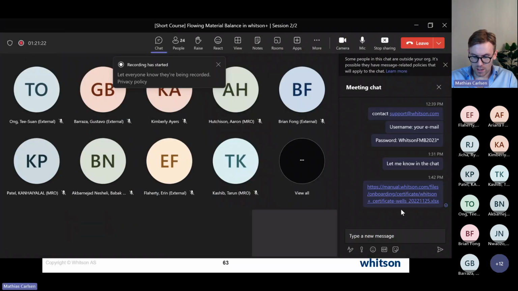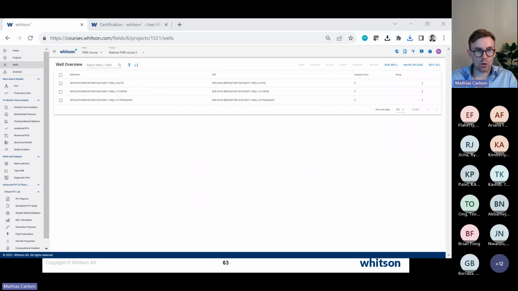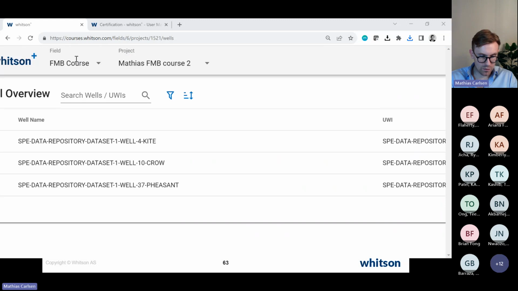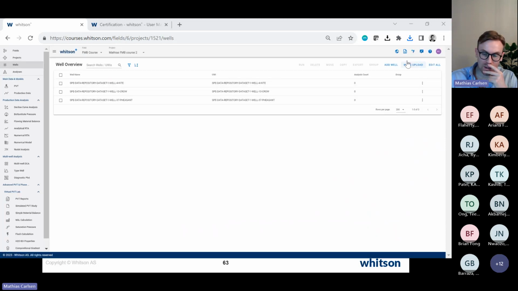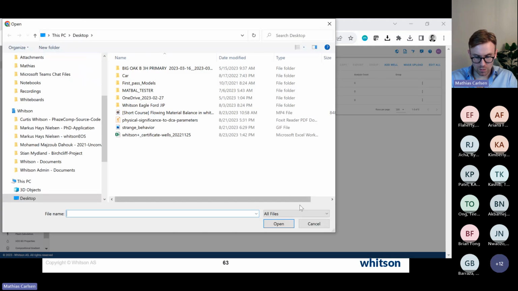So the chat in the Teams, click this button right here. That will download an Excel sheet. Save it somewhere where you can locate it on your computer. Make sure that you're inside of your project here, field, project, and then in the project, click mass upload, and just drag and drop that Excel file in here, or click it and locate it on your computer.